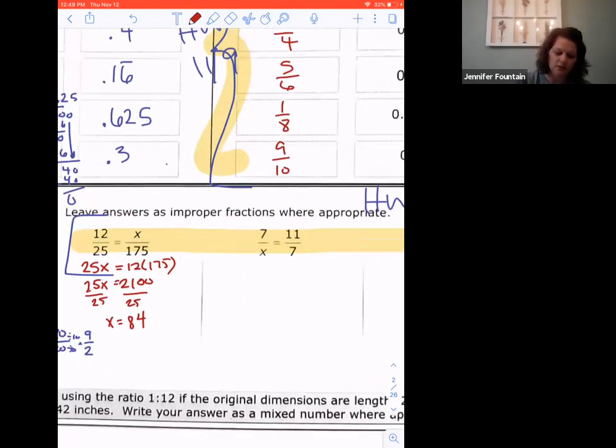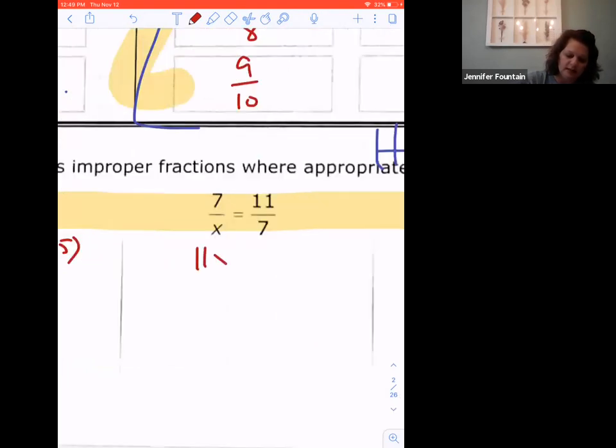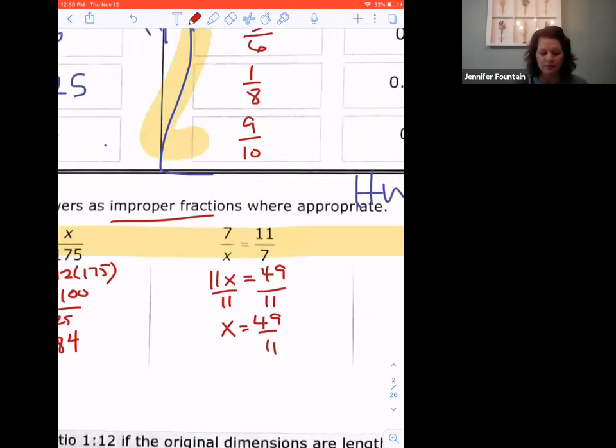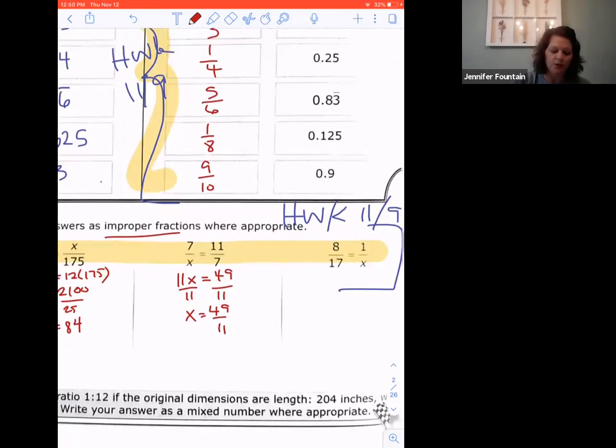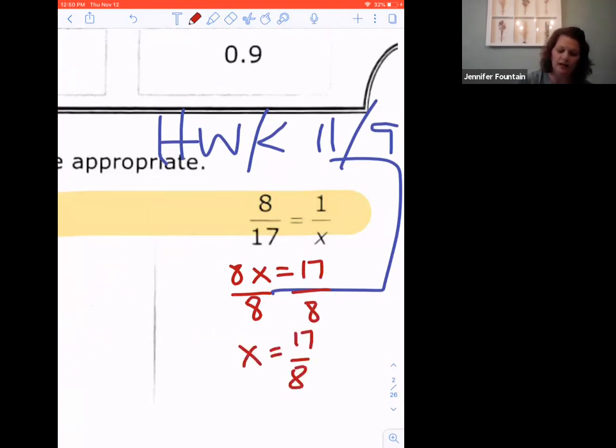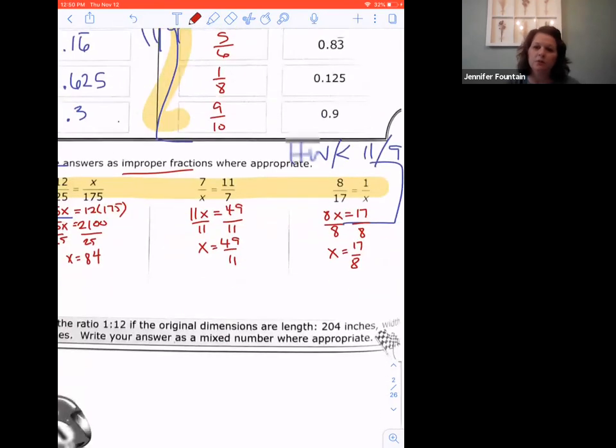The next one, 11x is equal to 49. Divide by 11, divide by 11, and x is equal to 49 over 11. It told us that we could just leave it as an improper fraction if it wasn't a whole number. So then I have 8x is equal to 17. Divide by 8, divide by 8. So x is equal to 17 over 8. Any questions on those?